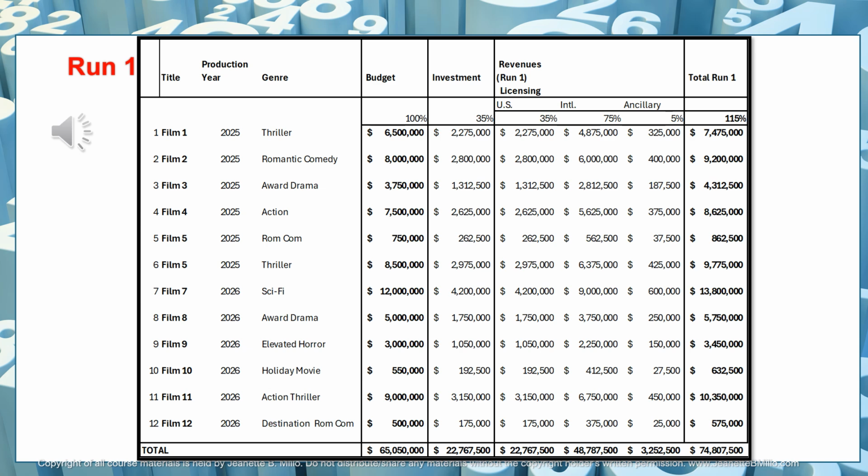Then we have an action thriller at $9 million. We're generating, what are we generating here? The total is not there. We're going to find it out in a minute. I'm going to check that. And then we have a destination comedy at $500,000. We're generating $575,000. So the first run could be anywhere from 3 years to 5 years, sometimes even 8 years, depending on who you're selling it to.